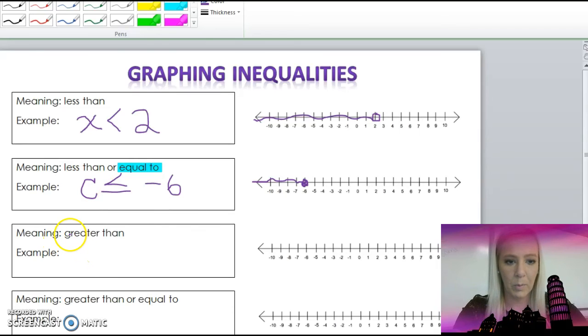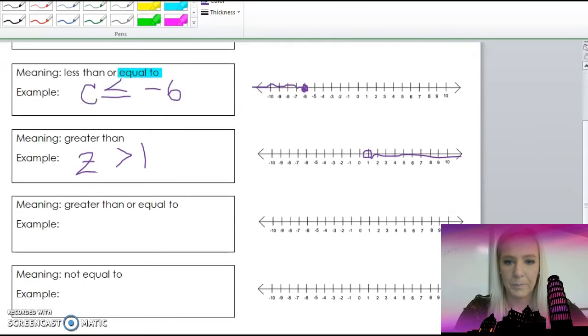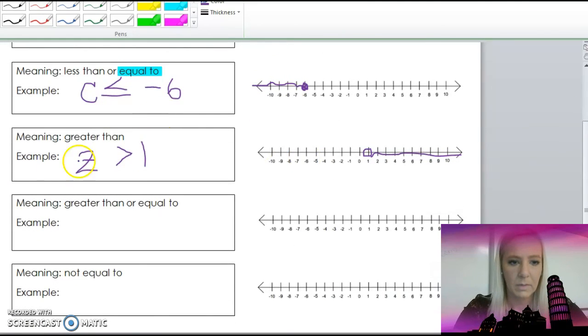In our next example, we're going to use greater than. So let's use Z is greater than 1. I'm going to leave an open dot at 1, and now I'm going to shade in the greater than direction, or all of the numbers that are greater than 1.